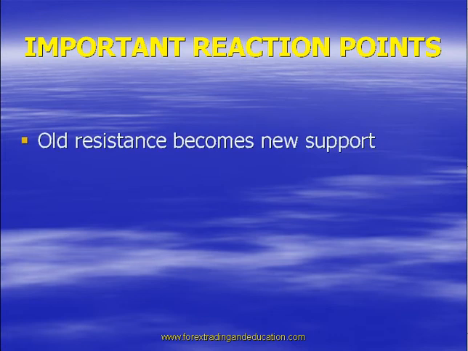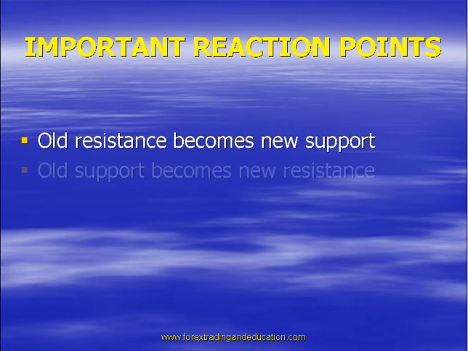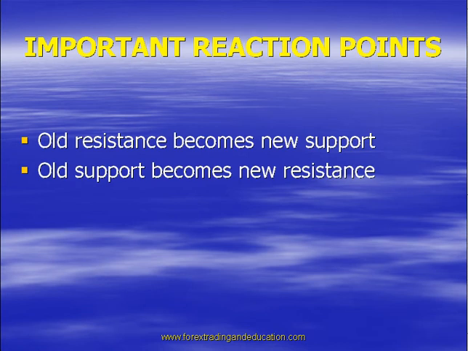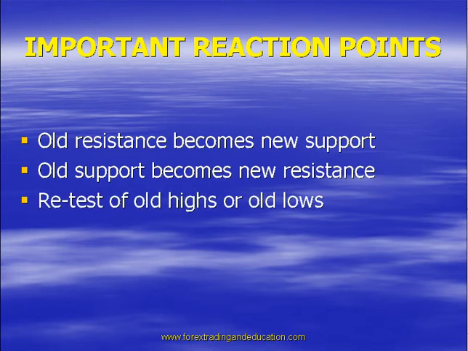If it's trading and holding above an old resistance level, we look for that level to become support once price retests it. And alternatively, if price is trading and holding below an old support level, we look for that level to become resistance once price retests it. The second type of reaction level to watch for is simply a retest of an old high or an old low. So, say price is going up and it's coming up to some old highs. This can be expected to be resistance again.